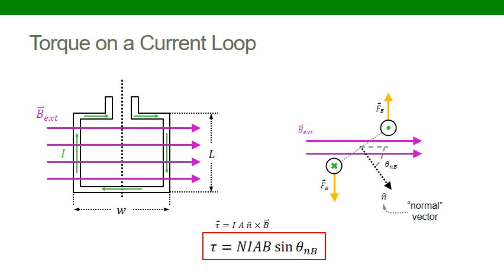Now, typically you might see this, if you're familiar with vector products, or if you've learned about the cross product, you'll see it written like this, where it's the current times the area times this normal vector crossed into the magnetic field vector. Sometimes people don't write the area or the normal vector. Instead, they'll write the area vector. But you can see that the area vector is just going to be the area times this normal vector. So it's just a matter of notational differences here.